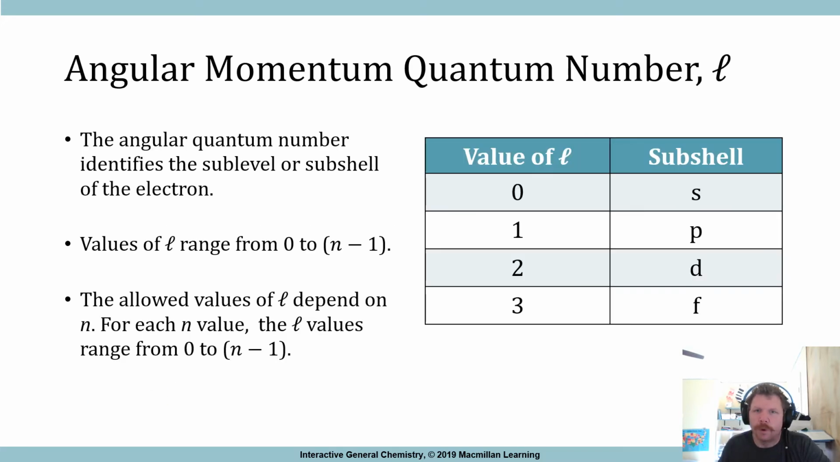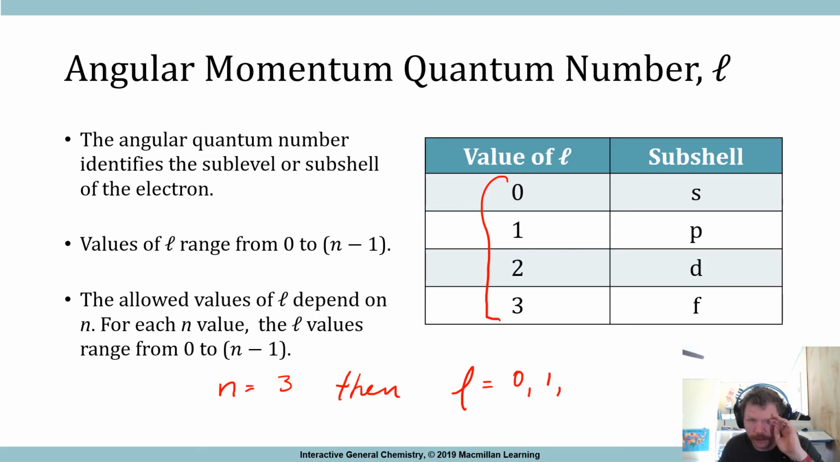Your angular momentum quantum number, L, is going to be defined based on an N value. So if you are told N equals 3, then L can equal 0, 1, and 2. If N equals 3, L cannot equal 3. L cannot equal -1. It ranges from 0 up to N minus 1.